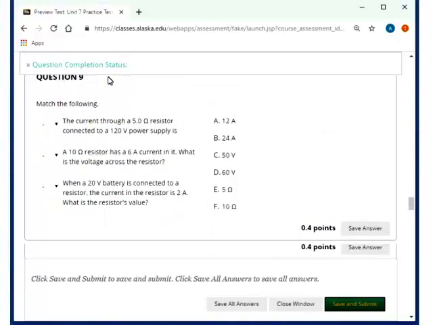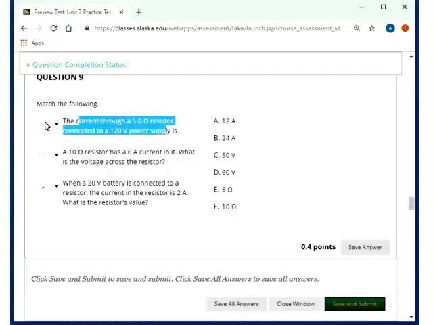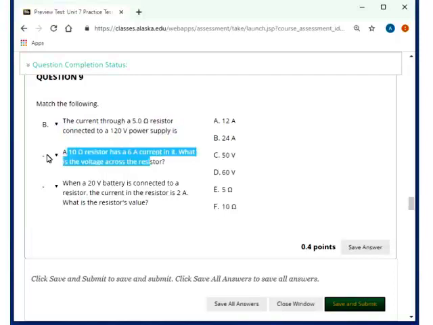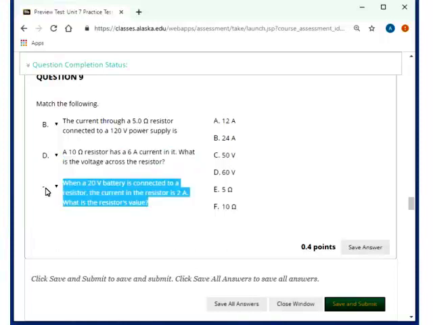Match the following. All right, so here you have to apply Ohm's law. So the current through a 5-ohm resistor, 120 volt power supply, so 120 volts divided by 5 ohms is 24 amps. 10 ohms, 6 amps, so 10 ohms times 6 amps is 60 volts. And 20 volts divided by 2 amps is 10 ohms.